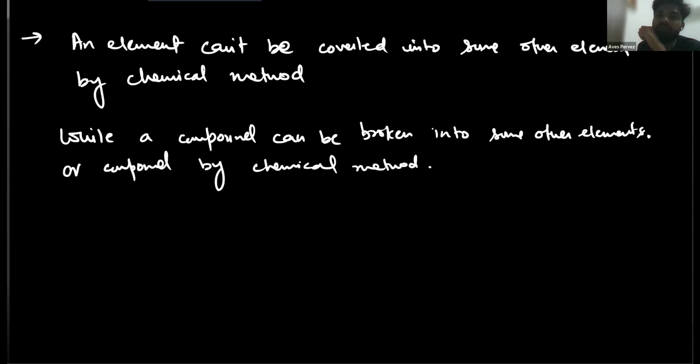An element can't be converted into some other element by chemical methods. It will remain the same. If you pass electricity to a copper wire, it will remain a copper wire. But if you pass electricity to water, it will give you hydrogen and oxygen gas. Got it? Please note it down.